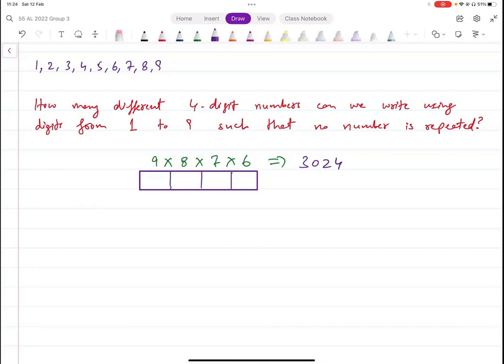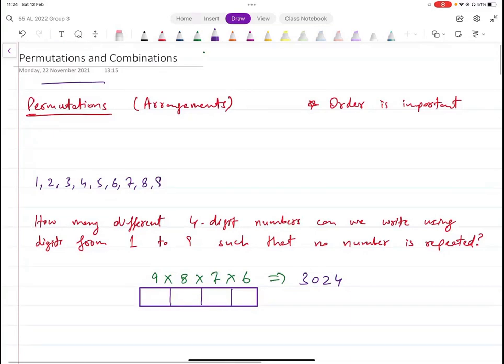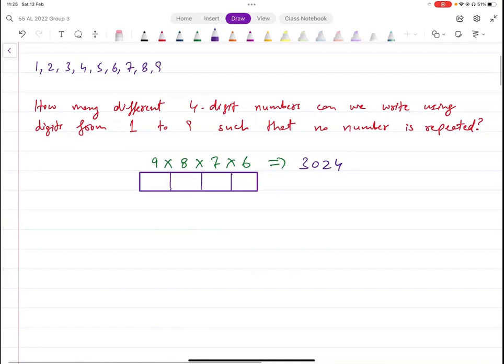3024. Okay, so this is one way to think about this. Now, this is actually a direct way of doing this, and that's using this concept of permutations. Basically, for any numbers, we can have a formula. And that looks like this.